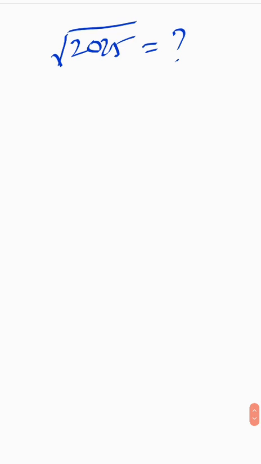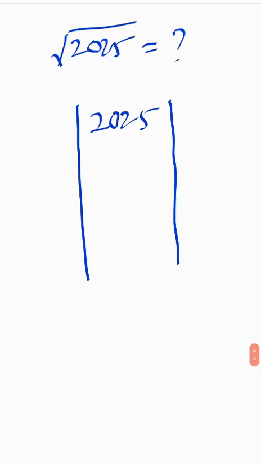Division method. For the division method, I'm going to tell you a procedure in a few steps. You have to remember the steps. First, write the given number like 2025, with one line on this side and one line on this side. Now from the right hand side select two digits, and draw a bar over the two digits.